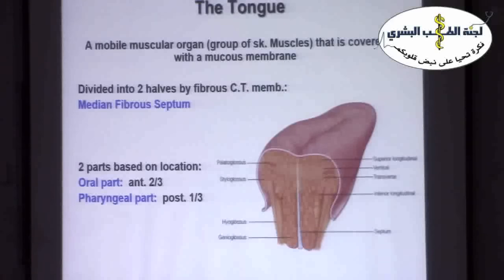So we have skeletal muscles. Skeletal indicates two things, guys. Remember this. Voluntary movement. What does skeletal indicate? Skeletal indicates two things. First thing, bony attachment.